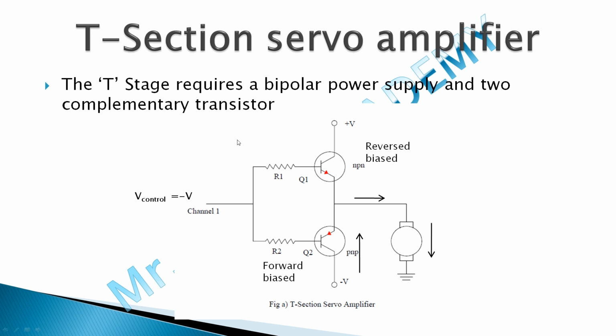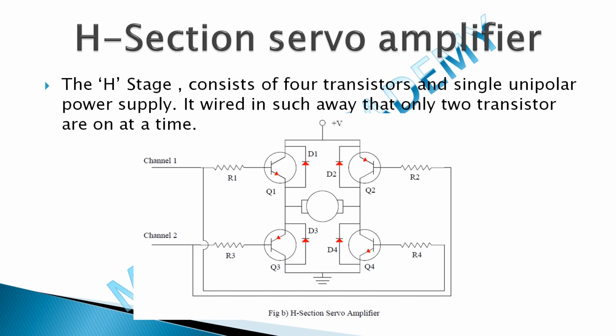Now the working principle of the T section is like this. As the ground is not floating with respect to the power supply, the current and voltage feedback we can easily implement in the case of the T section servo amplifier. That is the advantage of the T section servo amplifier. Now let's start the next, S section servo amplifier.